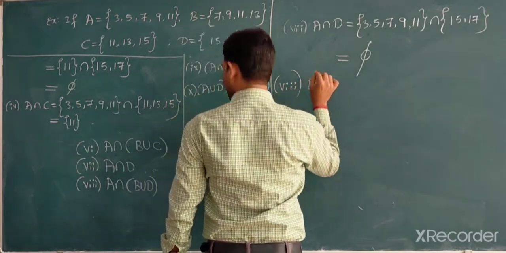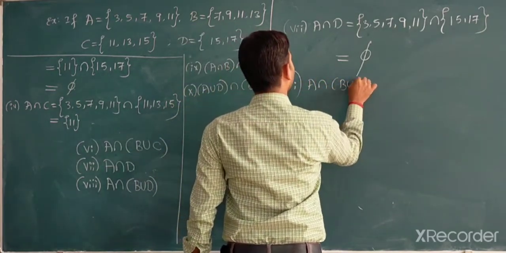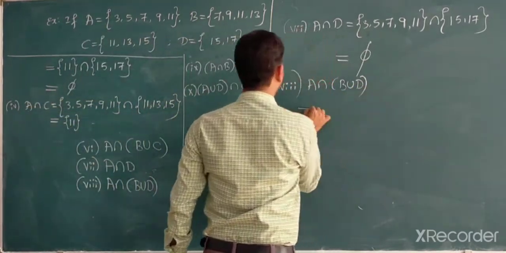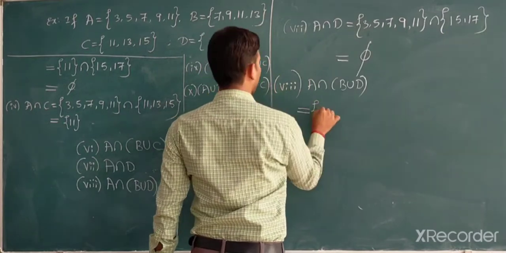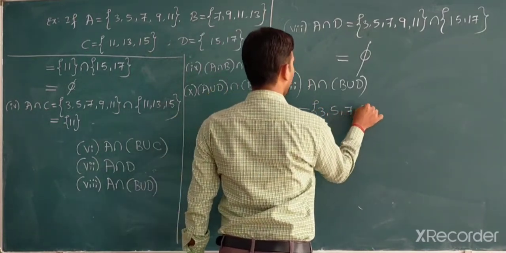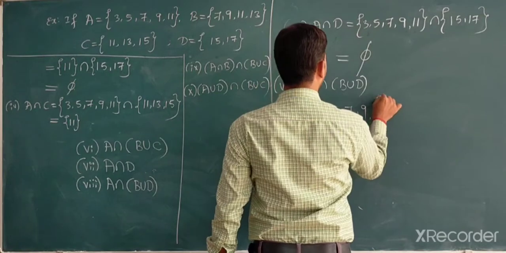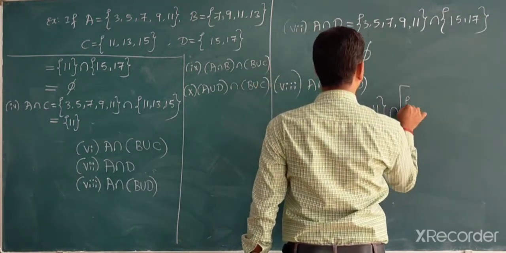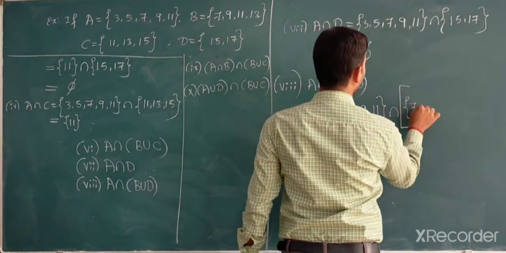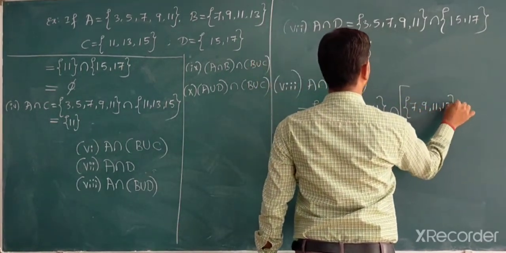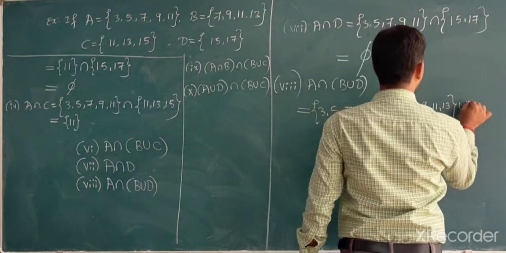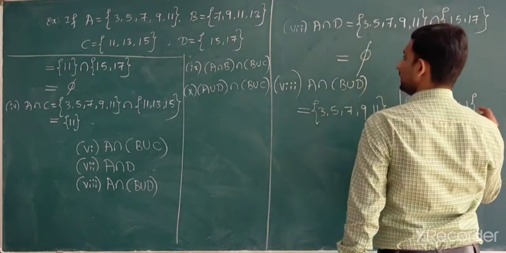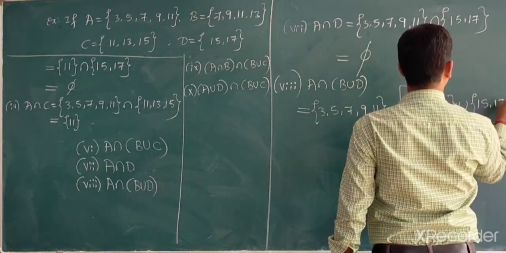Eighth one: A intersection B union D. A intersection B union D, which is equal to, correct? It is nothing but A. What are the values of A? 3, 5, 7, 9, 11. Correct? After that, intersection, take the bracket B. B is nothing but what? 7, 9, 11, 13. Union D. D is nothing but 15, 17.